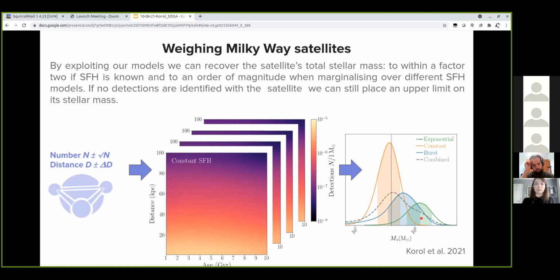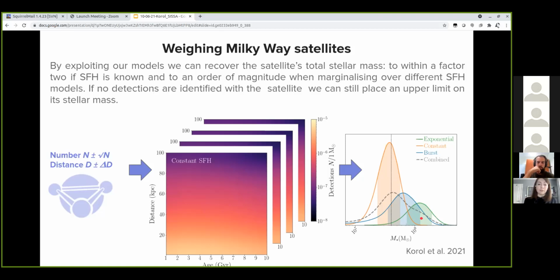So, for instance, in this last panel, I'm showing you how accurate our results can be. If the true star formation of the satellite is known, for instance, from electromagnetic observations, and that is the case of the orange curve, we can recover the mass of the satellite within a factor of 2. While if the star formation history is unknown, we can use several of those, and we can marginalize over them, and that's shown by the dashed gray line. And in this case, the mass can be constrained to within an order of magnitude.